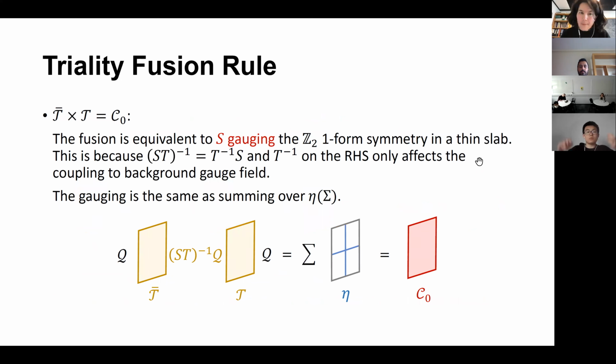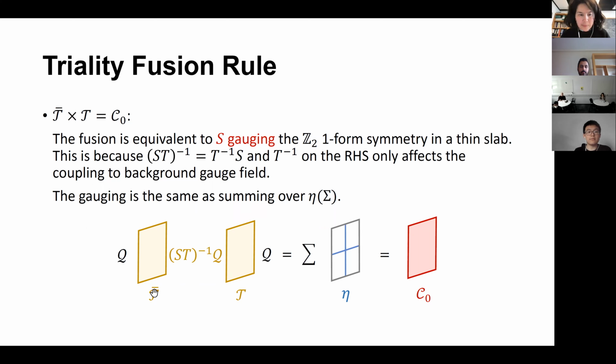Okay. Good. So now let me talk about fusion rules, and I'll only talk about fusion rules involving triality defects because they are more non-trivial, and the fusion rule for duality defects can be derived using similar methods. Now let's talk about the triality fusion rule. We can talk about fusions between T bar and T. First of all, T bar is an interface that separates Q and ST inverse Q, and T is an interface that separates ST inverse Q and Q.